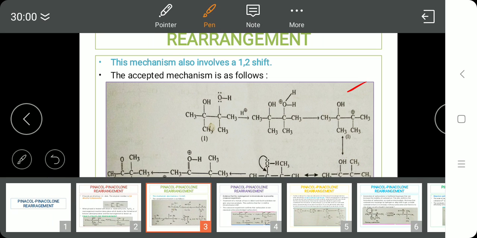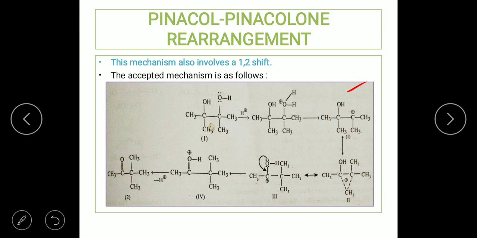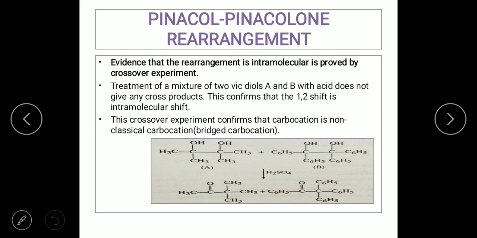Next we will be looking at the evidence for both the formation of the classical carbocation and the formation of the non-classical carbocation. That is, we're going to find out the evidence and the proof that both of these carbocations are formed during the mechanism of pinacol-pinacolone rearrangement. Now next, let us look at the evidence that the rearrangement is intramolecular, which is proved by a crossover experiment.